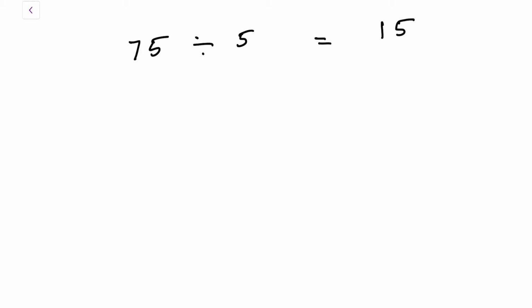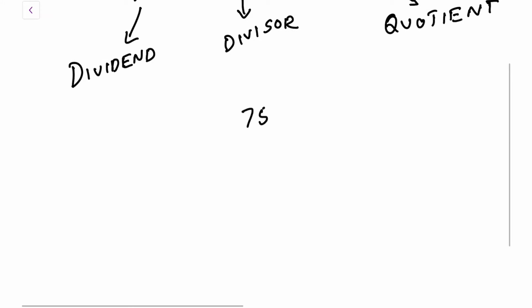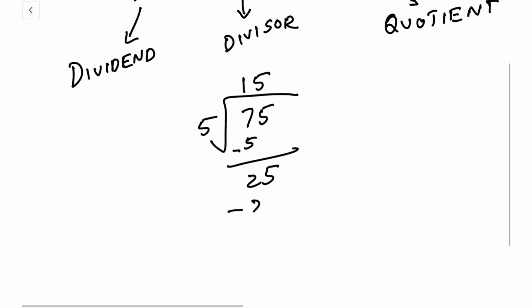75 divided by 5 is equal to 15. This is how you write a division equation. Now, this 75 is called the dividend. 5 is your divisor and 15 is your quotient. Okay? And if you do the division, which I am going to teach you soon how to do, this is how the division is done.